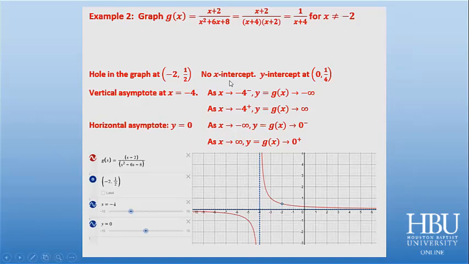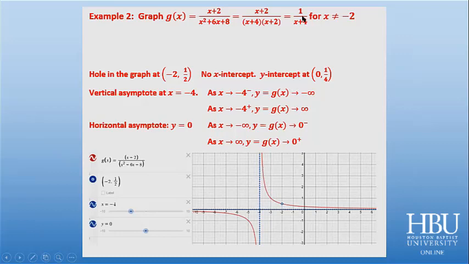I have a vertical asymptote at x equals -4, and as x approaches -4 from the left, g of x approaches minus infinity. As x approaches -4 from the right, g of x approaches infinity. You can see that on the graph here. The vertical dashed line is x equals -4. That's my vertical asymptote. As x is approaching -4 from the left, the function is going toward minus infinity. As x approaches -4 from the right, the function is going toward positive infinity.